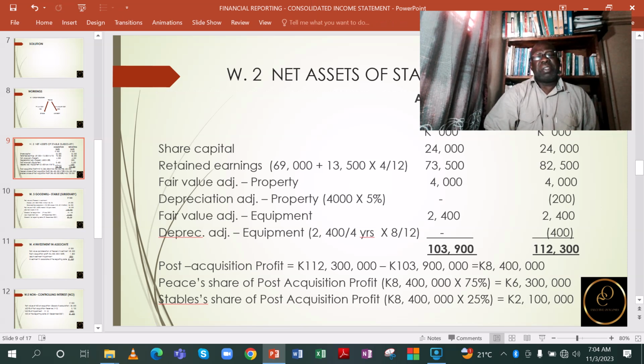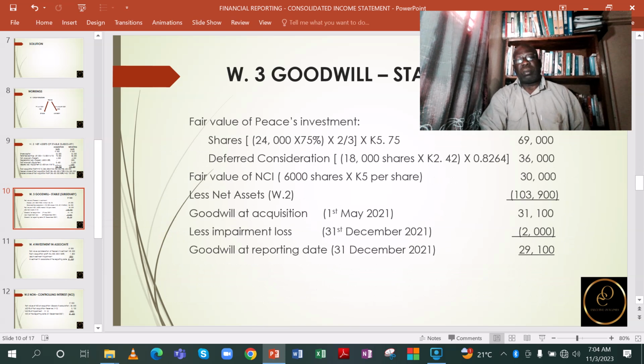After we have the group structure and the net assets, the next step is to get the goodwill. We determine the goodwill at acquisition and at the reporting date. So let's see how we do that. Goodwill of the subsidiary. So what is goodwill? Goodwill is an intangible asset.